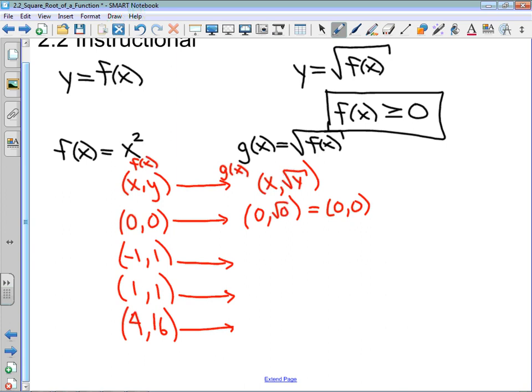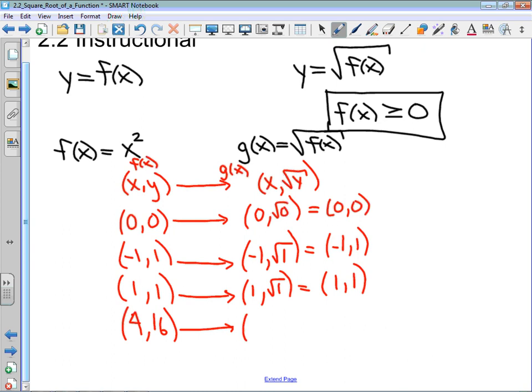Negative 1 comma 1 is going to turn into negative 1 comma the square root of 1, which is just negative 1 comma 1. 1 comma 1 will turn into 1 comma root 1, which stays at 1 comma 1. I hesitate to choose these points because you see three of these and it looks like it's not doing anything. But look what happens to 4 comma 16. It becomes 4 comma the square root of 16, which changes into 4 comma 4, which is what root 16 is.